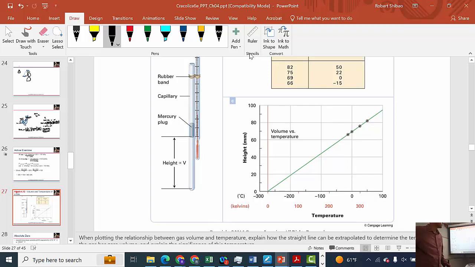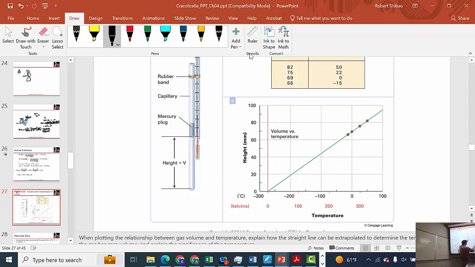And so the experiment is this. What they're looking at is the volume versus temperature. And the way they're looking at the volume is they're putting a mercury plug in here. And this mercury plug can go up and down. So if they heat this up, the volume expands. If they cool this down, the volume contracts. So it looks like they're cooling it down, the volume contracts because of the mercury plug. And they measure the distance, the height of the mercury plug.